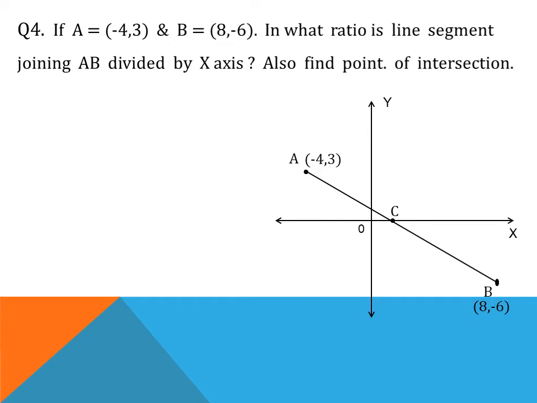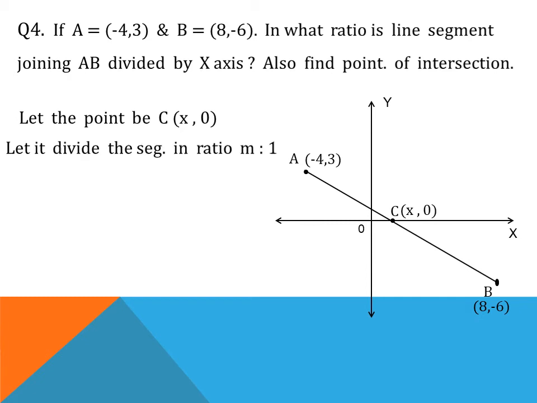So let the segment AB intersect the x-axis at point C. Since point C will lie on the x-axis, its y-coordinate will have to be 0. So let point C be (x, 0). Now again let's assume the ratio as m is to 1. So AC is to CB is equal to m is to 1.